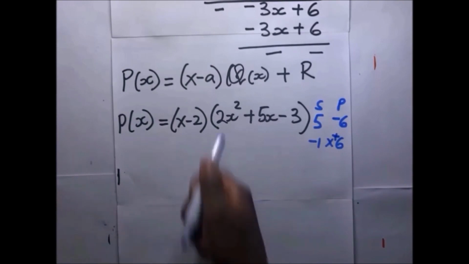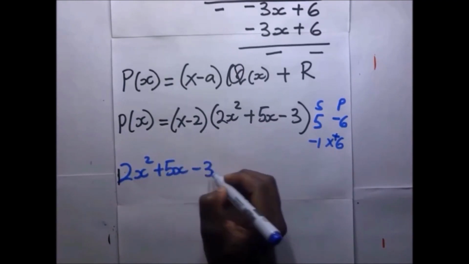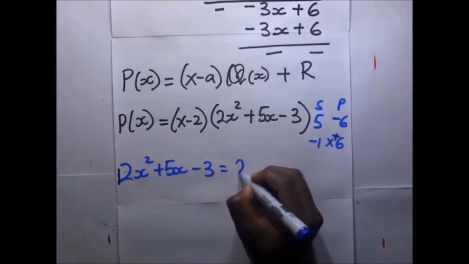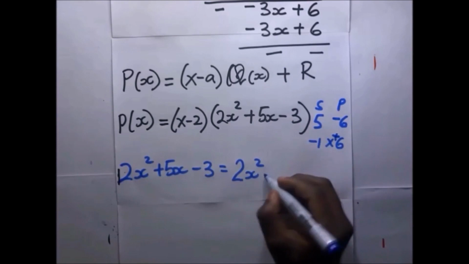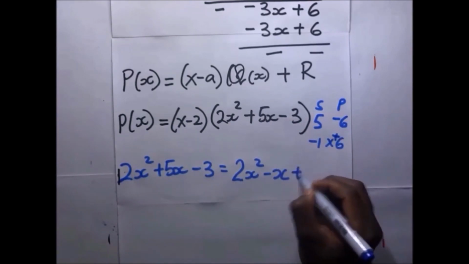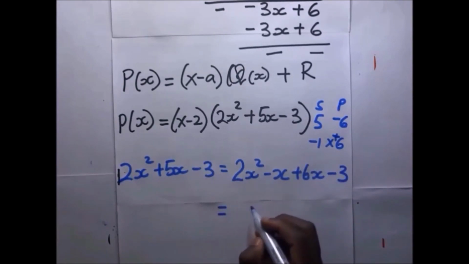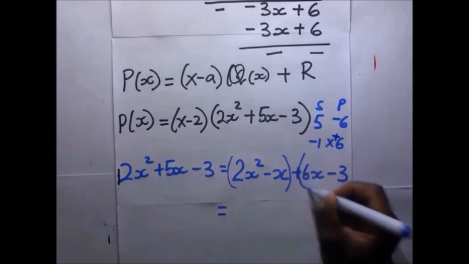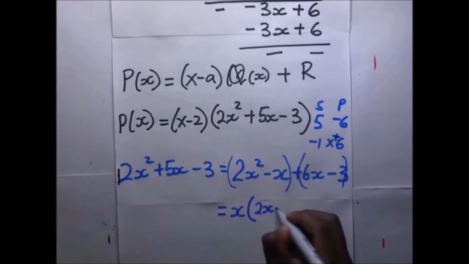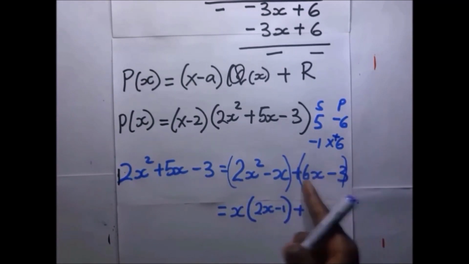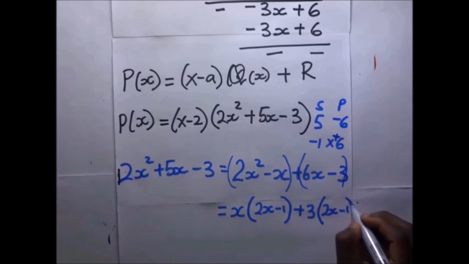Prime factorizing 2x squared plus 5x minus 3 is going to become 2x squared. Now this plus 5x is replaced by these two, so it's going to be minus x plus 6x. Then we come to this minus 3. So that is going to become, we pull out the common terms. The common factor here is x, so it becomes x into 2x minus 1. That is plus, what's the common factor here? 3. So it becomes 3 into 2x minus 1.